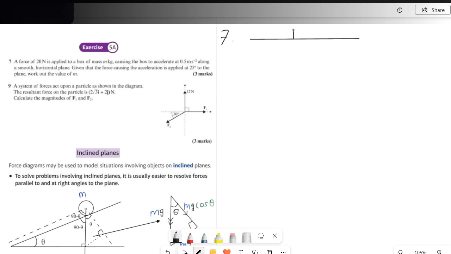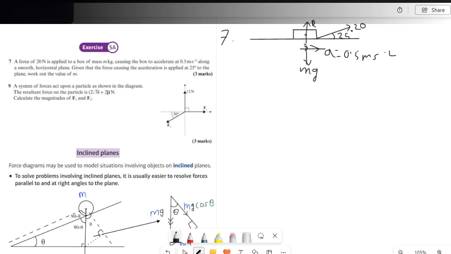If this is the plane, and if this is the box, this will be 20 newtons applied to the box at an angle of 25 degrees. And so there should be an acceleration to the right, towards the force, and resolving the other forces, we have the normal reaction force here, and similarly this will be the weight, or mg, and this will be the acceleration, which is 0.5 meters per second squared.